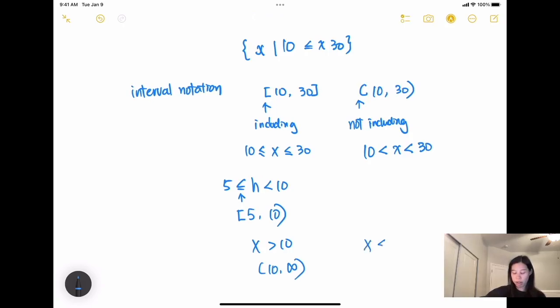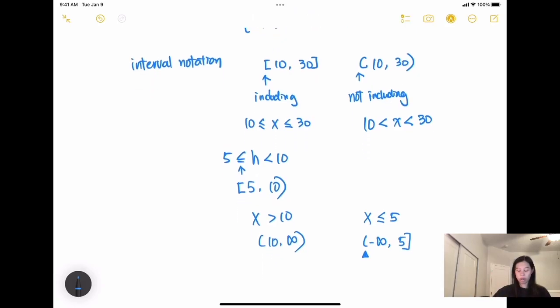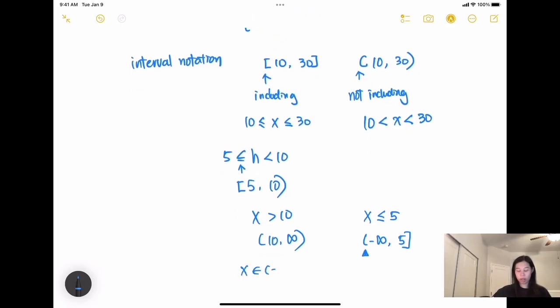Or I have x less than or equal to 5. That means everything less than 5, so I should have negative infinity, remember? Parenthesis on negative infinity and a bracket on 5, because 5 is included. Okay, so what about all the real numbers? Everything is included, so that is going to be negative infinity to positive infinity. Or sometimes they will use a notation meaning all the real numbers: you write R with a double slash.